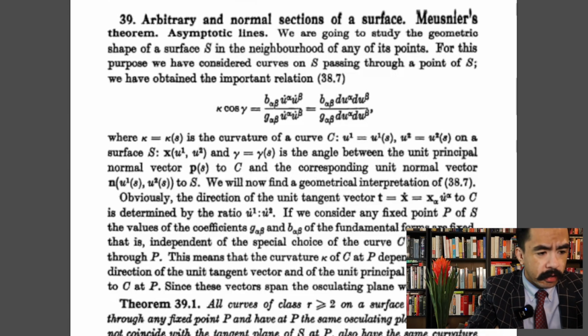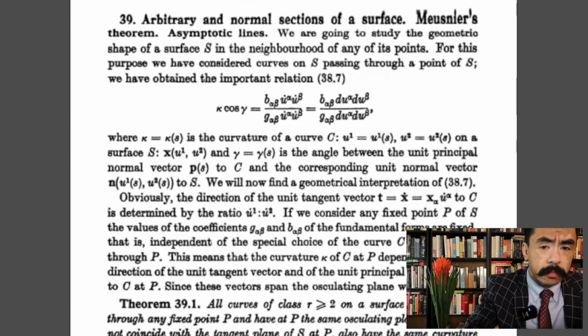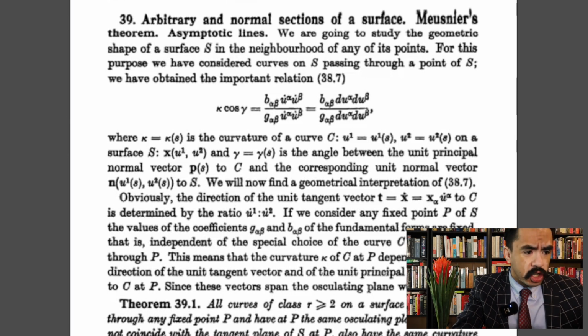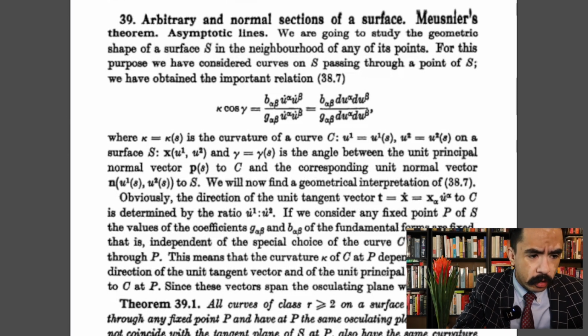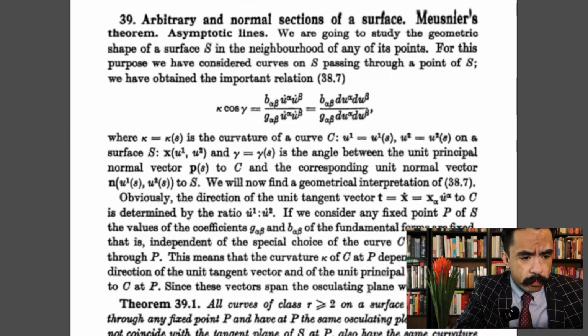Section 39, arbitrary and normal sections of a surface. Meusnier's theorem, asymptotic lines. We are going to study the geometric shape of a surface S in the neighborhood of any of its points. For this purpose, we have considered curves on S passing through a point of S.